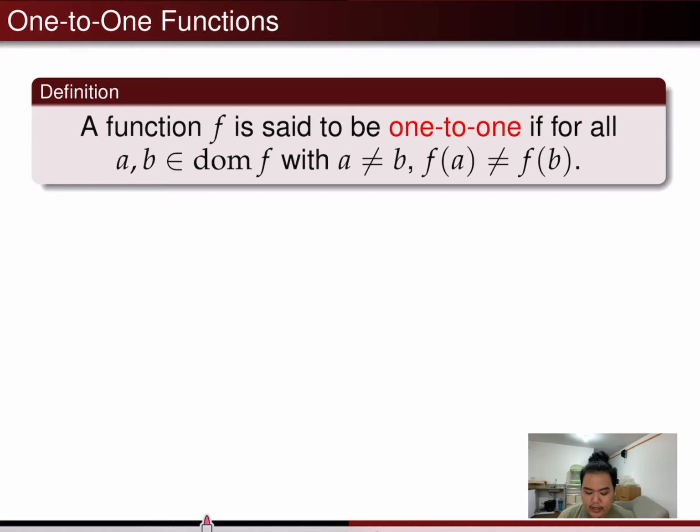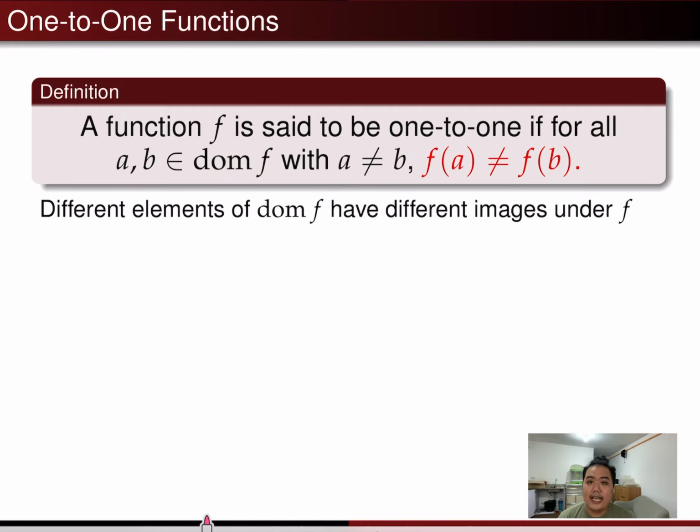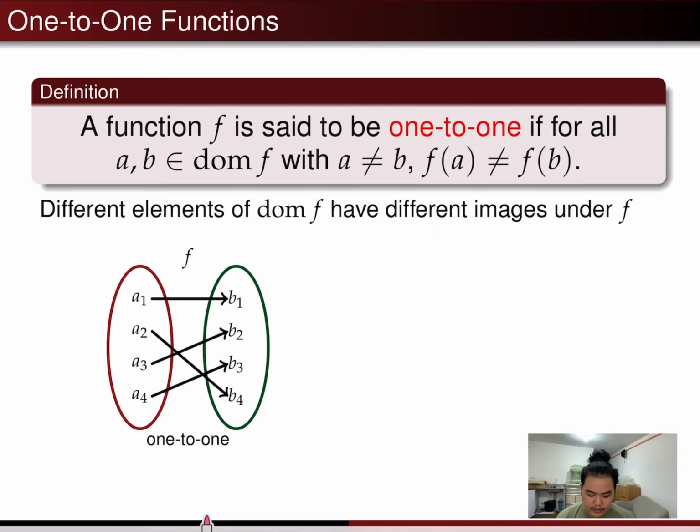Meaning, if two x's in your domain are not equal, then their images must be different. Kung gusto mo one-to-one siya, that is the definition. So in other words, different elements of f have different images under f. So if you want to be more visual about it, let's say this is your domain and these are your images. Whenever you get two different values here, it will be mapped to different values of y.